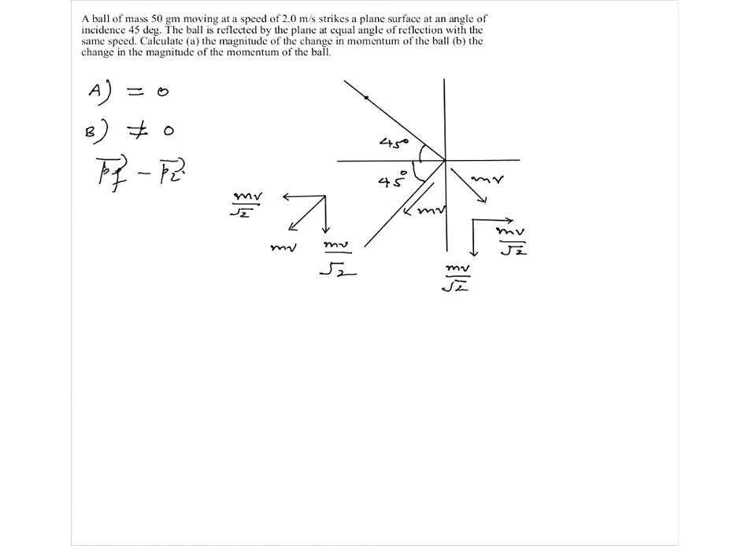So pf minus pi is effectively this minus that. Two vectors in opposite direction, when you subtract, they actually add. So mv by root 2 in this direction minus mv by root 2 in that direction is 2 times mv by root 2. And that would be in final minus initial, this direction. That's the momentum change. This is delta p vector, which is pf vector minus pi vector.